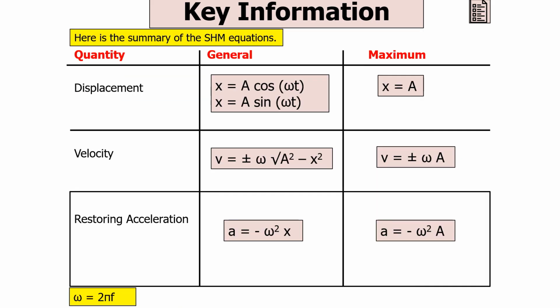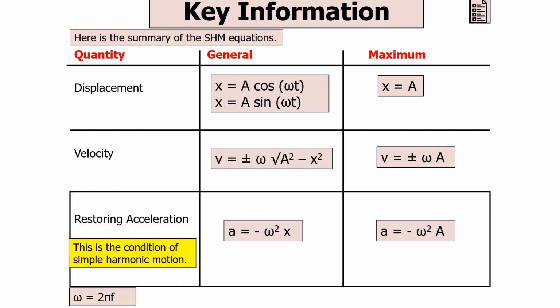So here we have a summary of the simple harmonic motion equations. The general displacement equation is x is equal to A cos omega t or A sin omega t. The maximum displacement is x is equal to A. The general velocity is v equals plus or minus omega times the square root of A squared minus x squared, and the maximum velocity is v is equal to plus or minus omega A. The restoring acceleration is a is equal to minus omega squared x in general, or for the maximum value, a is equal to minus omega squared A.